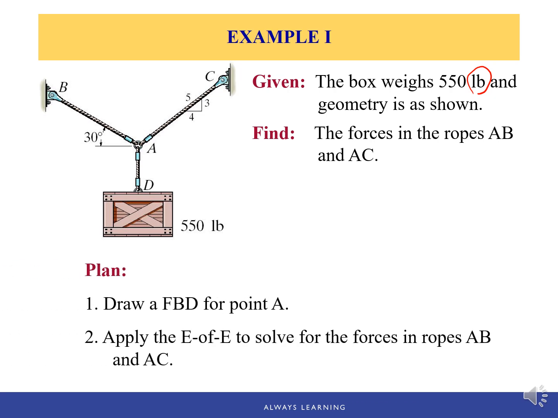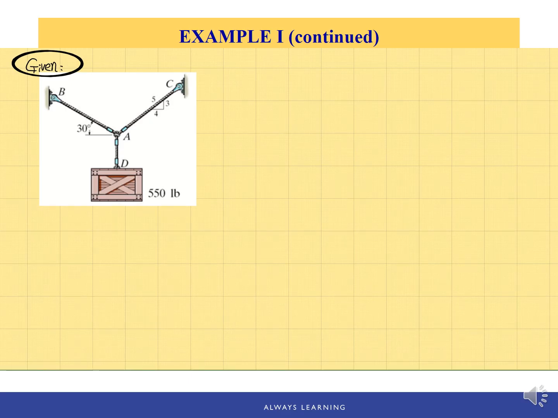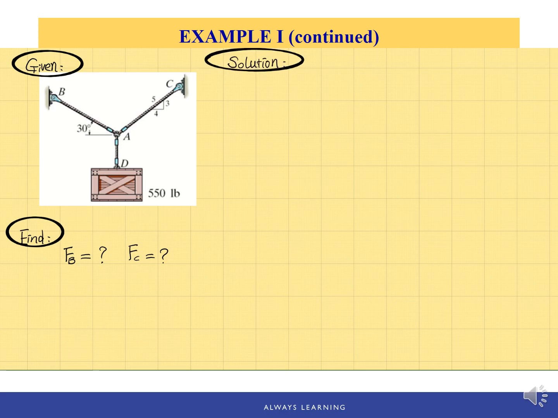We're going to take two steps. The first step is to draw the free body diagram at particle A, since we're looking for AB and AC, which are both attached to A. Then we're going to apply the equations of equilibrium to solve for the forces in AB and AC. So this is the given force and the geometry, and we're looking for FB and FC. First, the free body diagram at A.